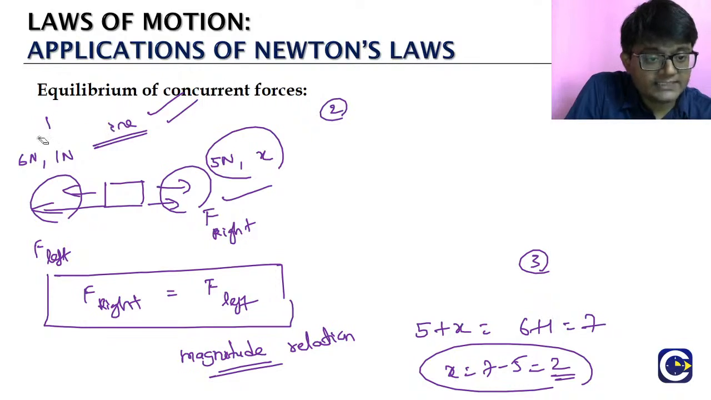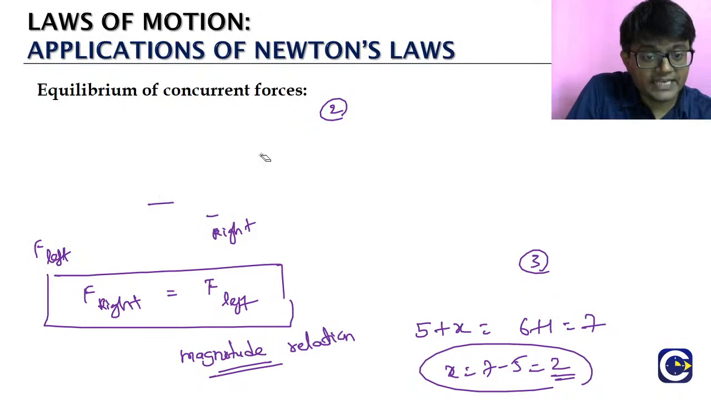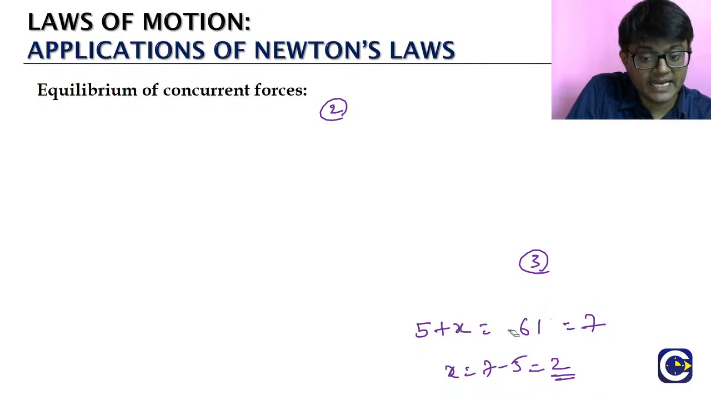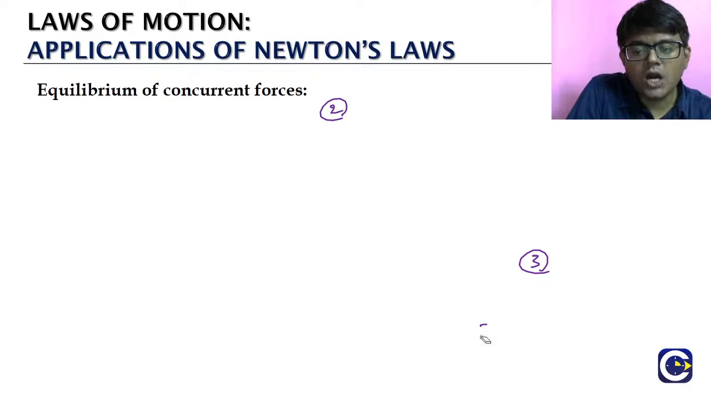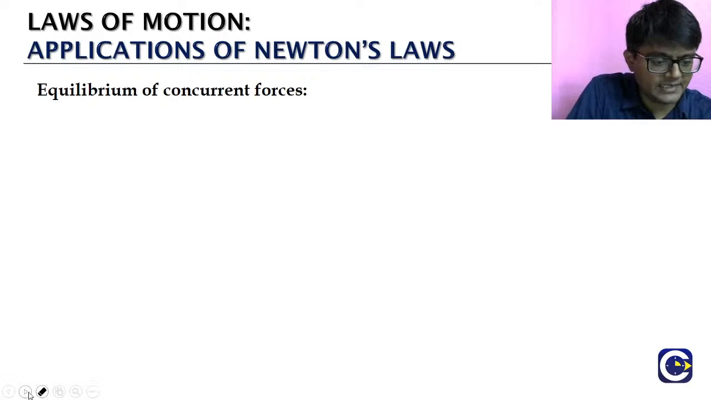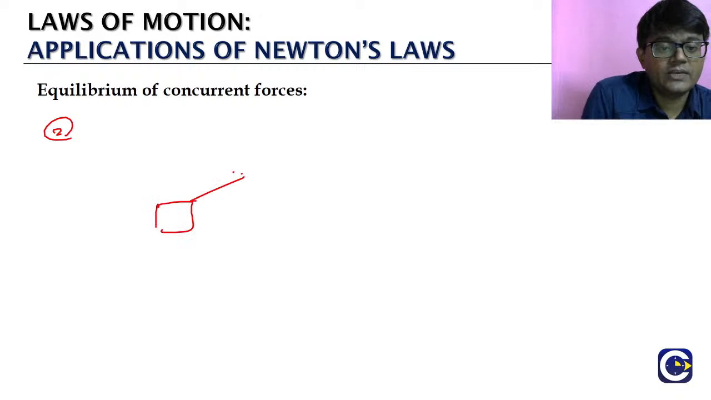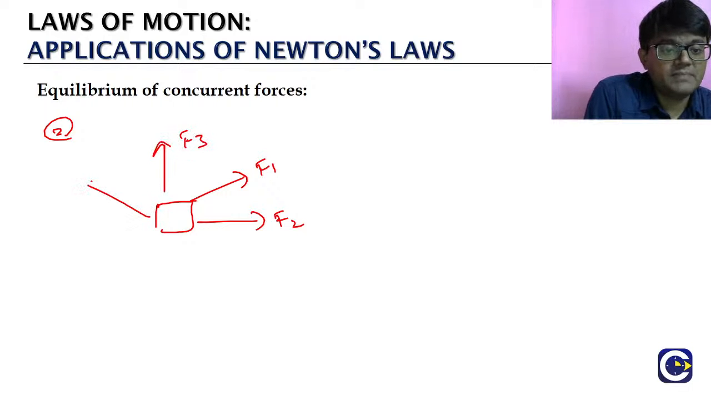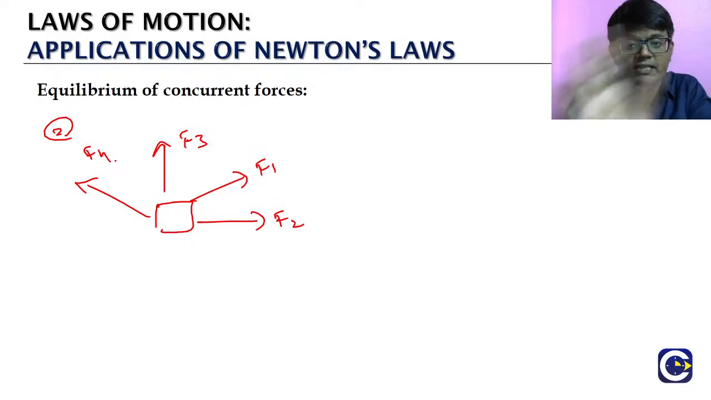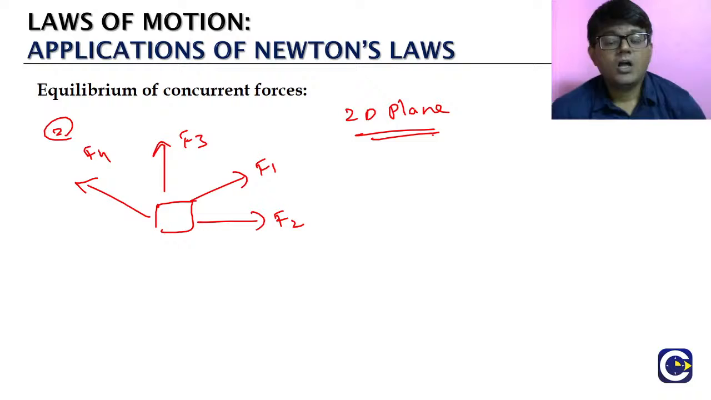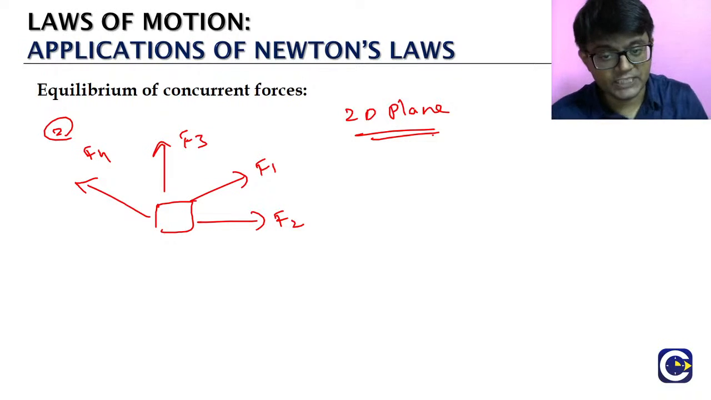When these forces are not in one straight line but they are in a plane, it means all the forces will not be in the same straight line, like the first diagram that I have drawn. If you look at the diagram that I have shown initially, we have F1 like this, F2 like this, maybe F3 like this, maybe F4. All these forces are in that 2D plane. Now here, how are we going to bring the relation between these forces?